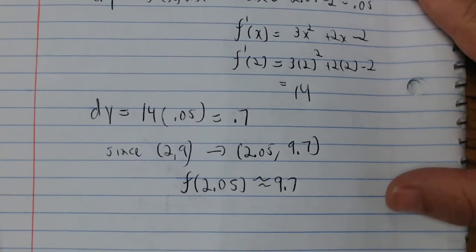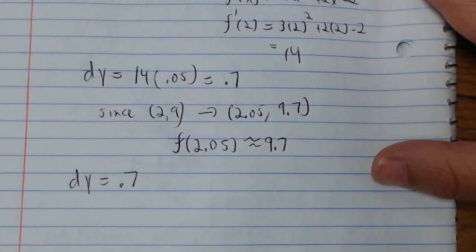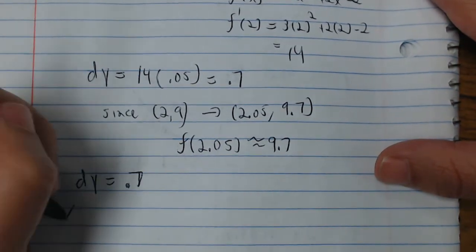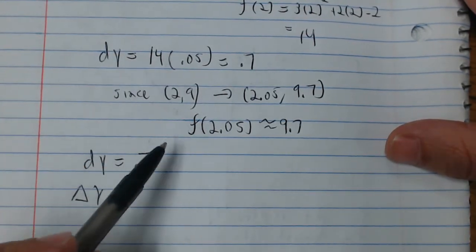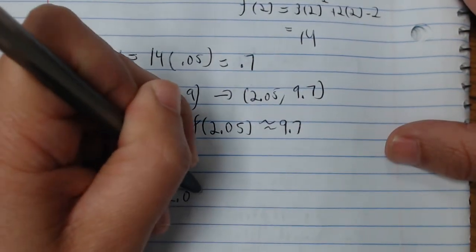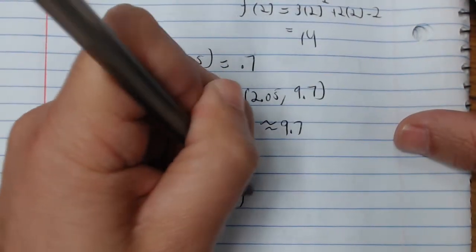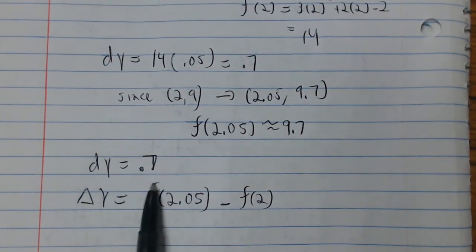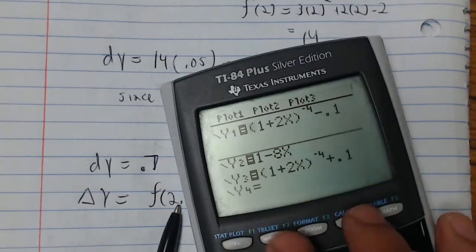Okay, now let's compare delta y and dy. dy we already found. dy was 0.7. So we're saying the function will roughly rise by 0.7. Now delta y is the actual amount that the function changes by from 2 to 2.05. So to find delta y, what do I need? I need f of 2.05, which I'll plug into the function, minus f of 2. This is the true change in the y direction, where dy is the change of the y on the tangent line.